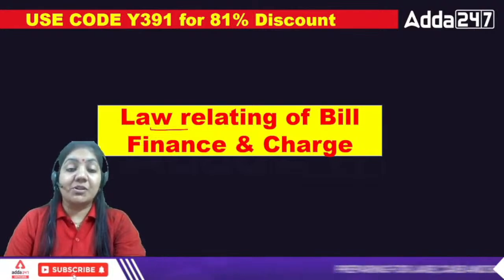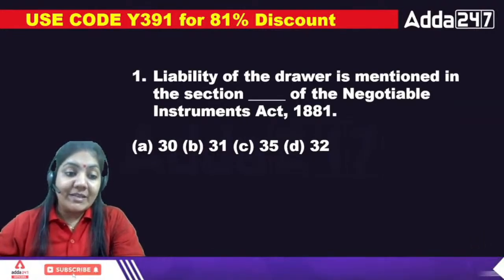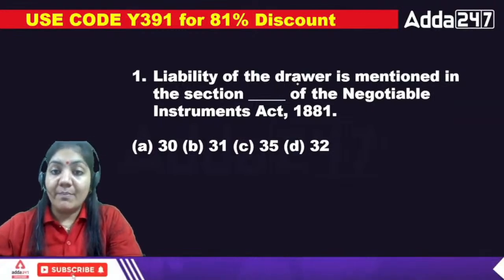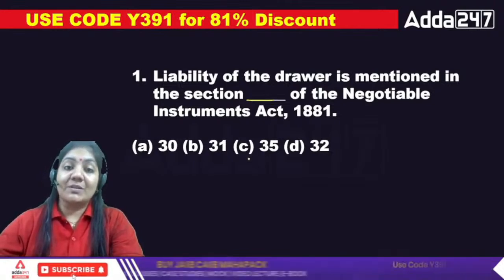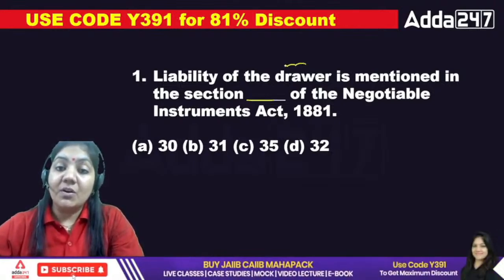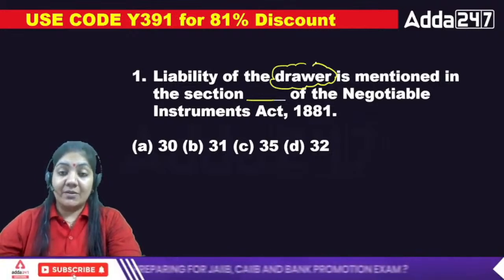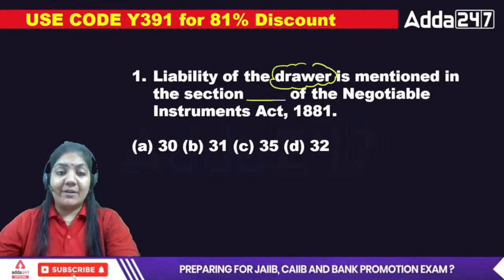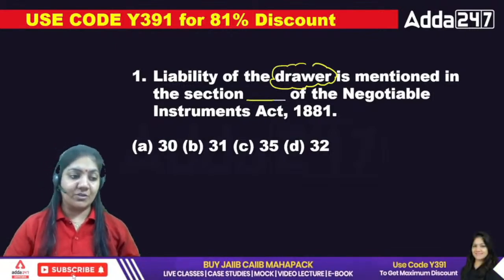Let's start with the question and answer series. Number one: the liability of the drawer is mentioned in section dash of the Negotiable Instrument Act. The liability of the drawer, that is the maker. So under which section is the liability given? Is it section 30, 31, 35 or 32?